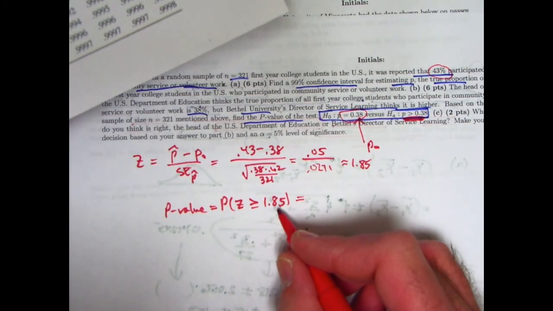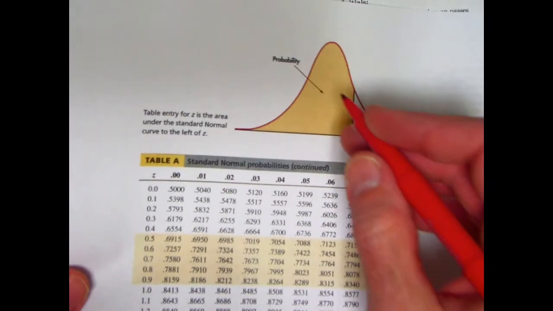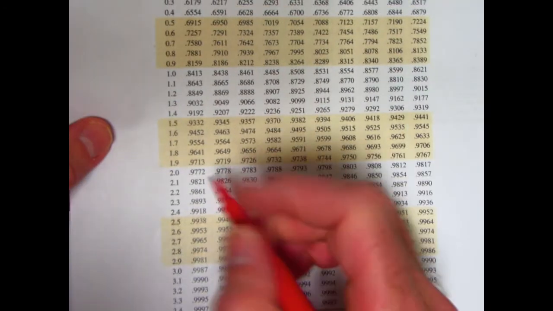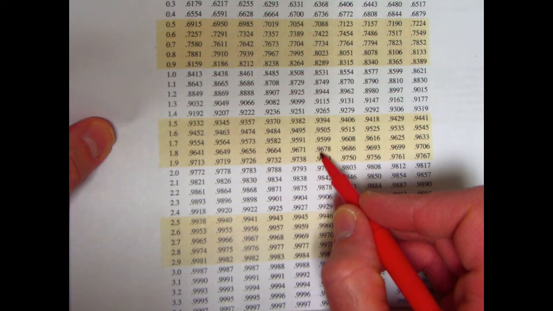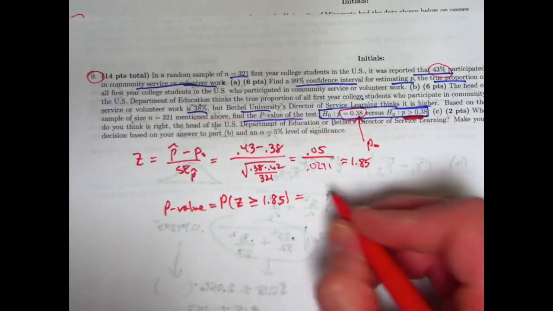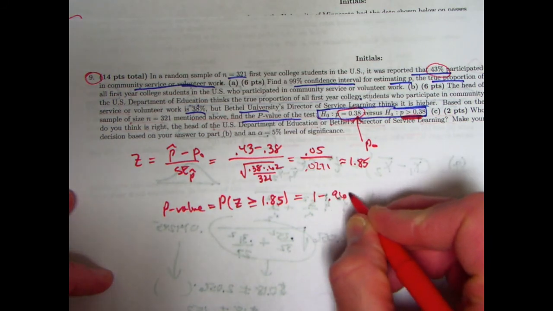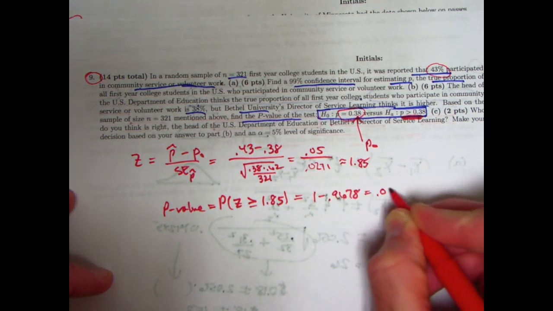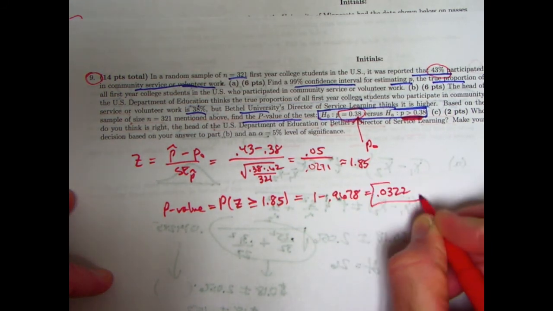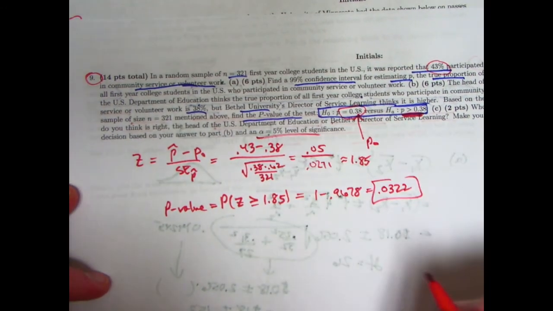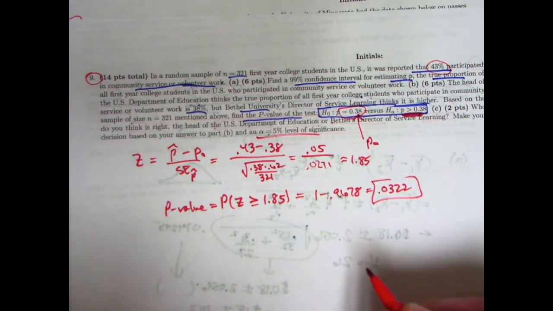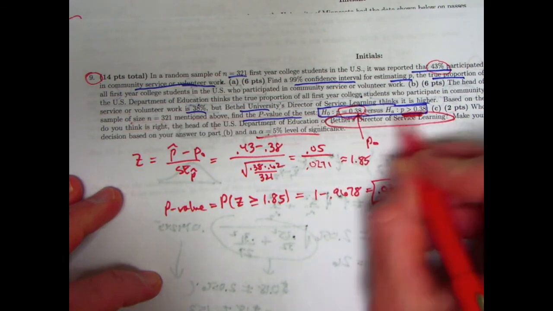We're after an area to the right of 1.85. The table gives you areas to the left, this table at least. For 1.85, the area to the left is 0.9678. So this is 1 minus 0.9678, which will be 0.0322. Pretty small p-value, less than 5%. We reject the null. We think Bethel's director of service learning is the correct one.